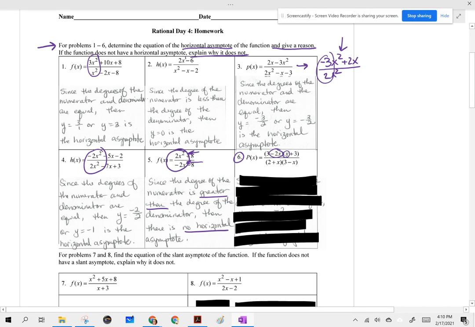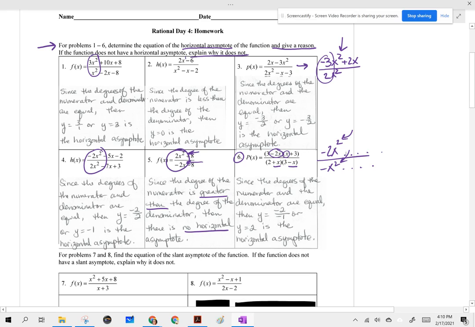So on 6, what we need to do is at least just try and figure out that leading coefficient. So negative 2x times x is negative 2x squared, dot, dot, dot, because I don't care about the rest. And then x times negative x is going to give me negative x squared, dot, dot, dot. I don't really care about the rest. Now I'm able to identify those degrees. Since they are the same, I end up with y equals 2 as my horizontal asymptote.